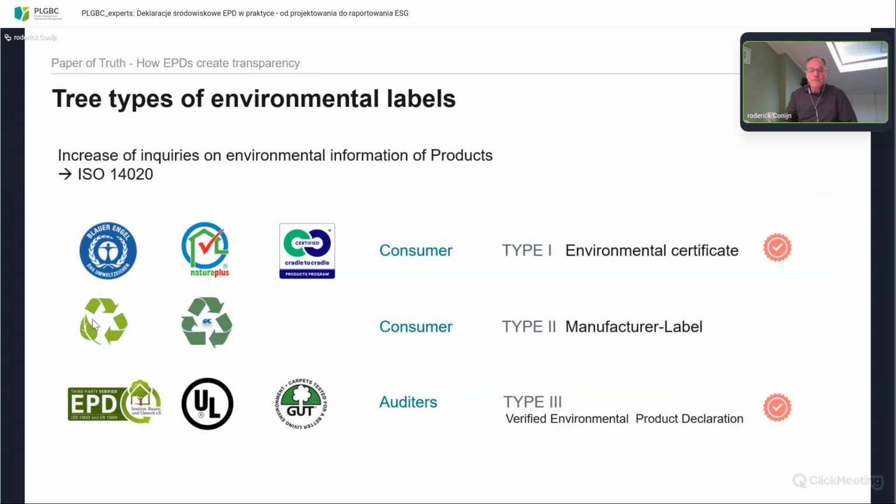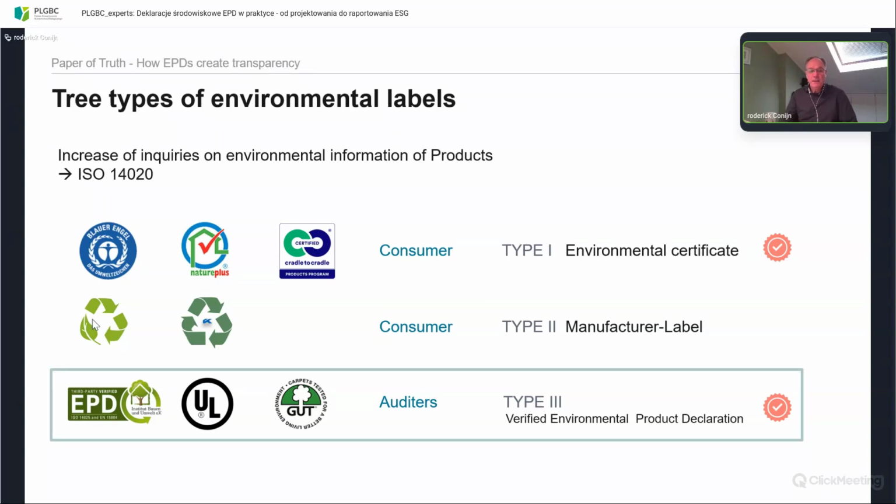As you know, there are a lot of types of environmental labels, the Blauer Engel, Cradle to Cradle, but these are all type 1 environmental certificates. Of course, there are the type 2 manufacturing labels claiming that products can be recycled. But having an EPD is the only third-party verified document on the impact of a product.